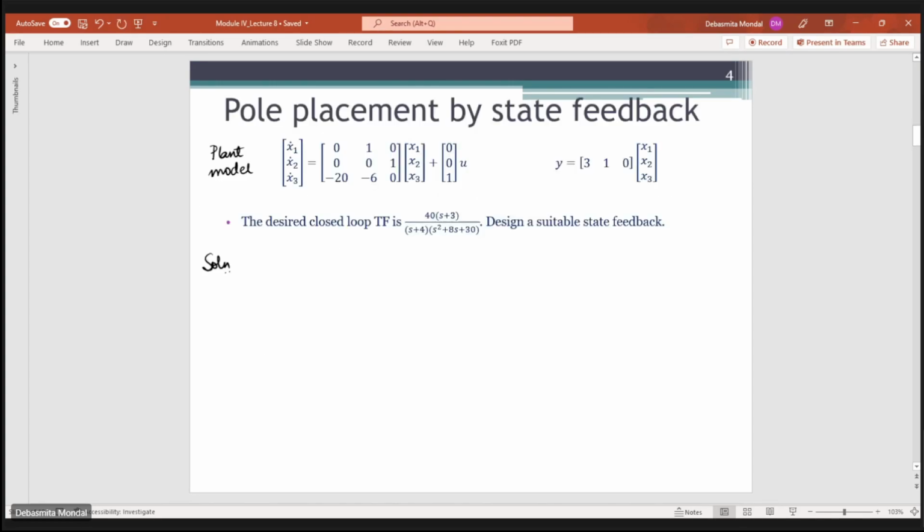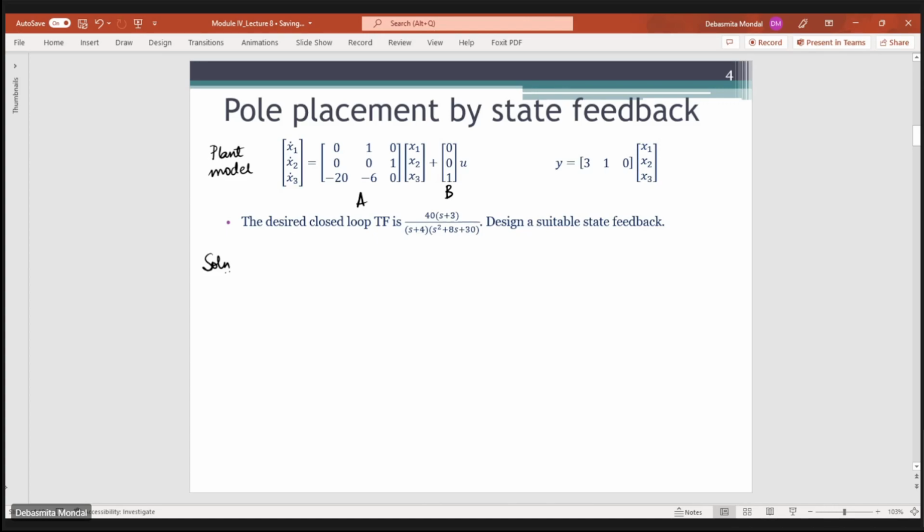Okay. Similarly, let's say that you have been given another plant, an open loop system. So this is the plant model which is provided to you. This is x dot, this will be your A, this is your B matrix. Here, instead of the desired closed loop poles, what is given is the desired closed loop transfer function. And in a similar way, you have to find out the state feedback.